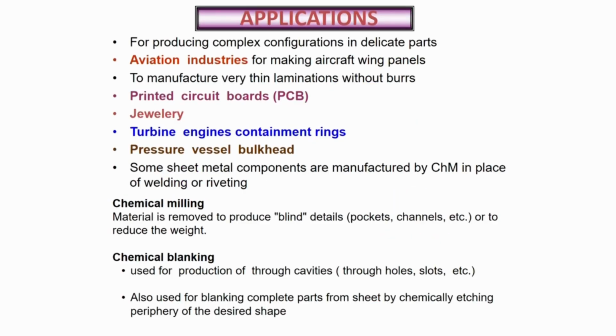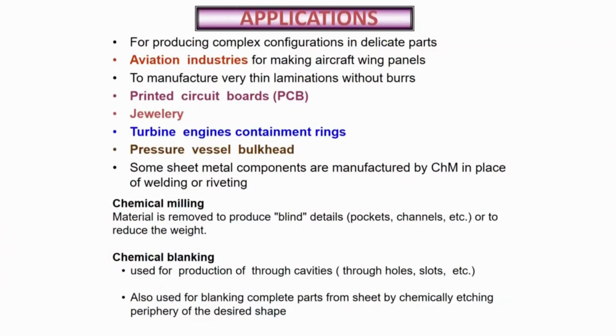So these are the different applications of the chemical machining process. It is used for producing complex configurations in delicate parts. You can see that different jewelries are made by the chemical machining process, chemical engraving process. These are the intricate components in that jewelry, made by this chemical machining process. By controlling different process parameters, it is possible to make intricate components on the workpiece surface.